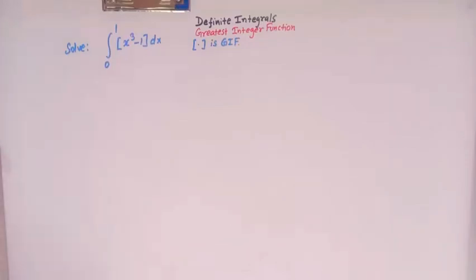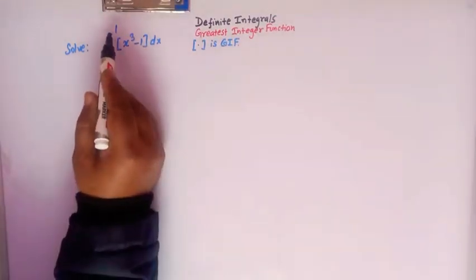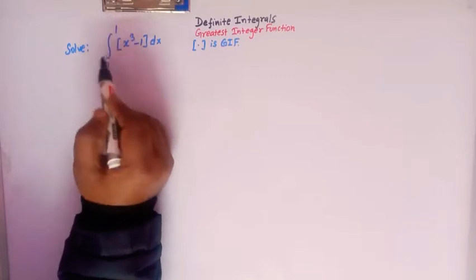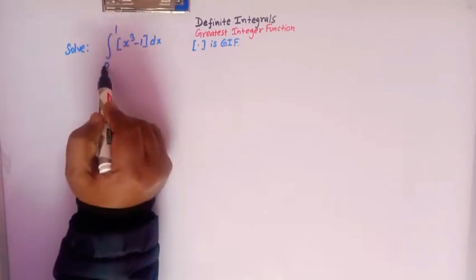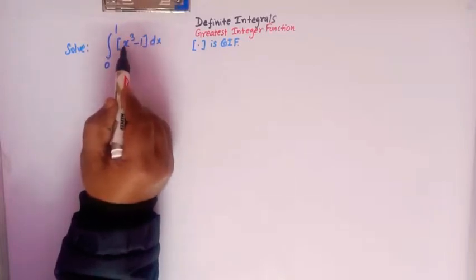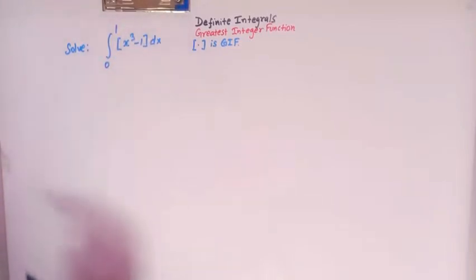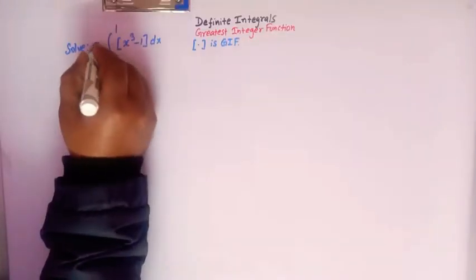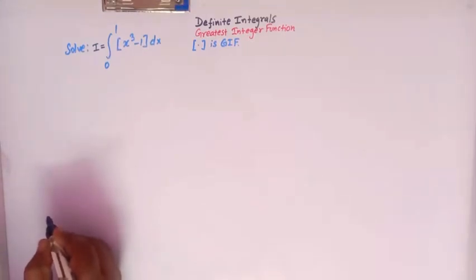Hello viewers, in today's class we are going to discuss one important definite integral in which the greatest integer function is involved. Here we have to find the value of this integral from 0 to 1 of the greatest integer of x cube minus 1. So let us start. Let us first call this integral I.